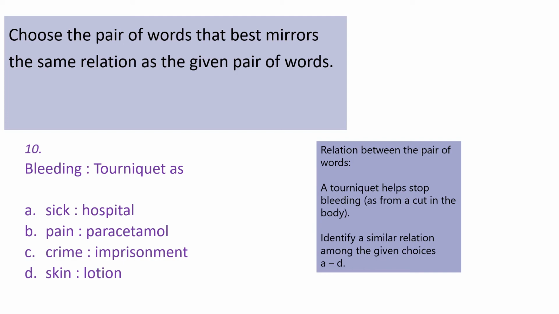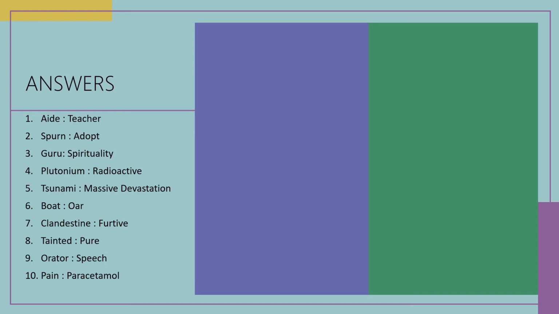Okay, so the answers in here will be: aid is to teacher for number 1, number 2 spurn is to adopt, number 3 will be guru is to spirituality, 4 is plutonium is to radioactive, 5 is tsunami is to massive devastation, 6 boat is to ore, number 7 clandestine is to furtive, number 8 tainted is to pure, number 9 orator is to speech, and 10 pain is to paracetamol.